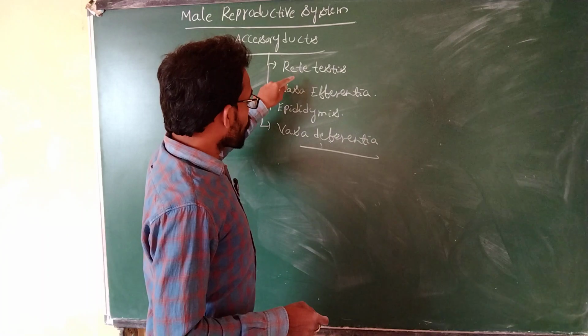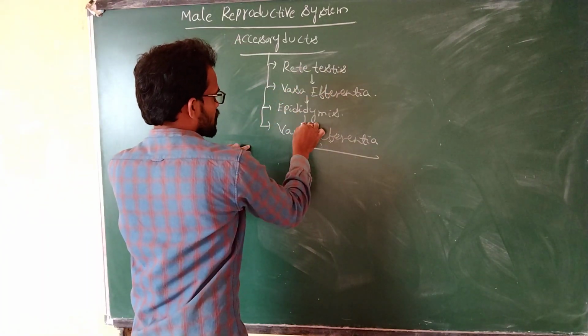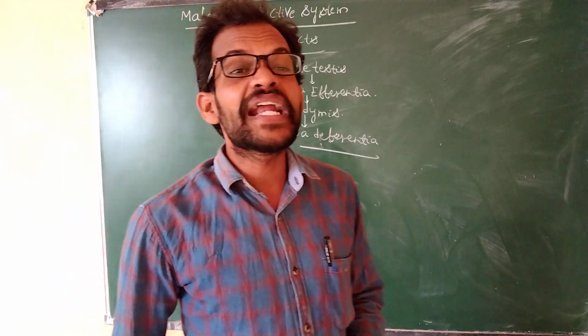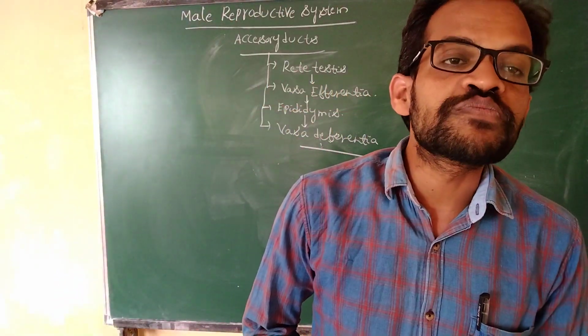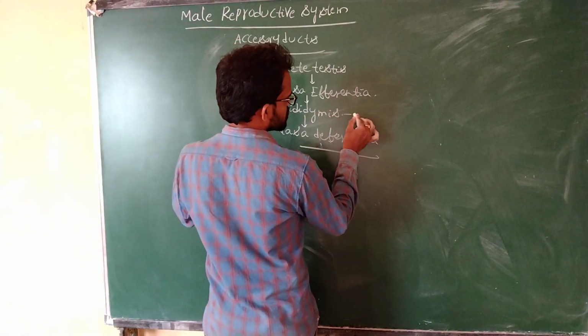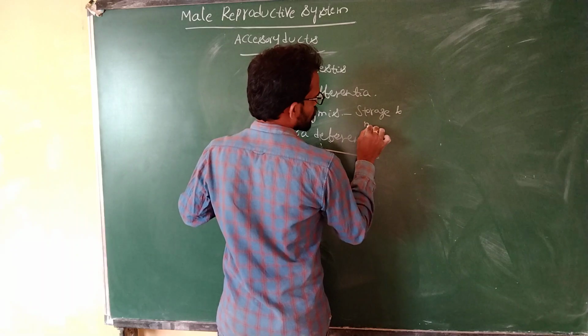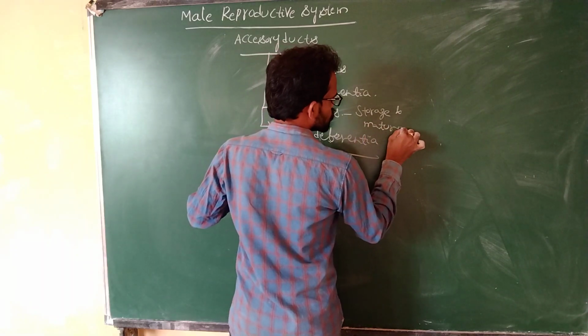Okay, the rete testis opens into the vasa efferentia. Vasa efferentia open into the epididymis. Epididymis opens into the vasa deferens. What is the function of the epididymis? It is the storage and maturation of the sperm cell.